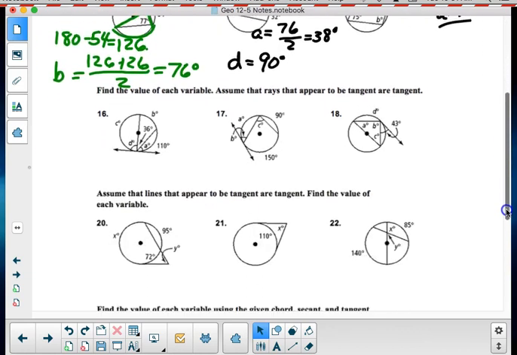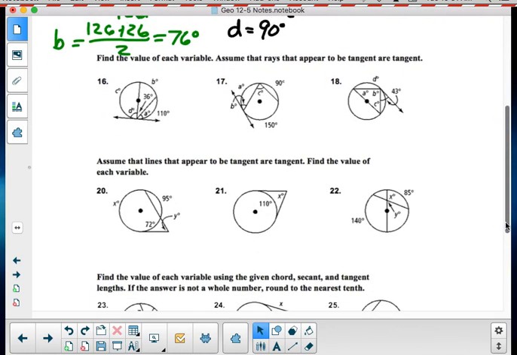As we're going on here, finding the value of each variable, assume that the rays that appear to be tangent are. So we got a lot of things going on here.